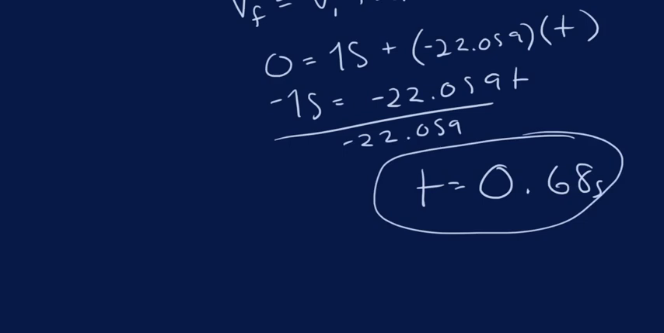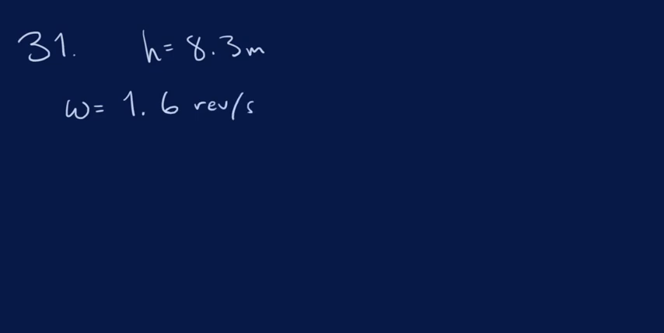Okay, now we do 31. At the local swimming hole, a favorite trick is to run horizontally off a cliff that is 8.3 meters above the water. Which equals 8.3 meters. One diver runs off the edge of a cliff, tucks into a ball, and rotates on the way down with an average angular speed omega equals 1.6 revolutions per second. Ignore air resistance and determine the number of revolutions she makes while on the way down.